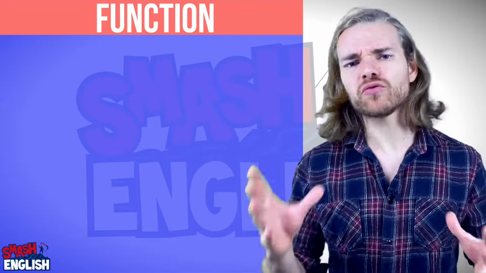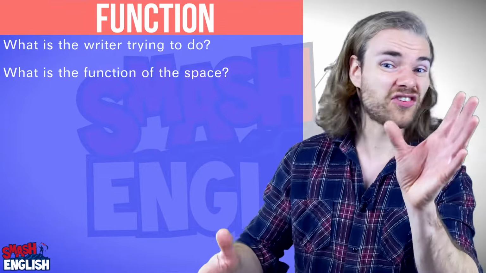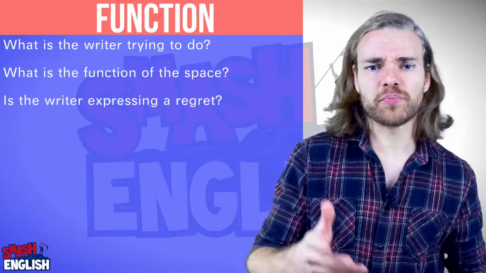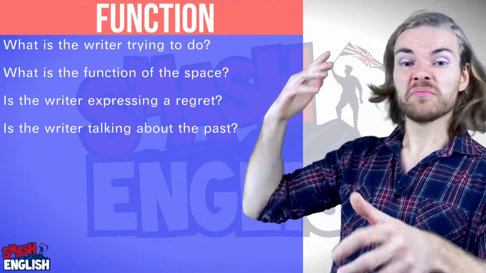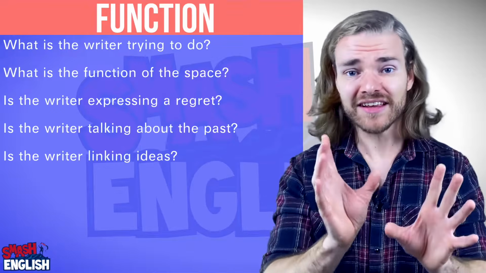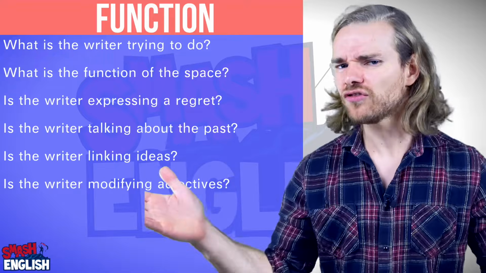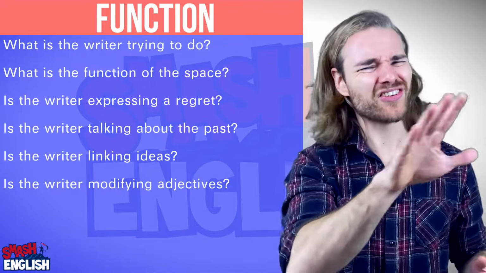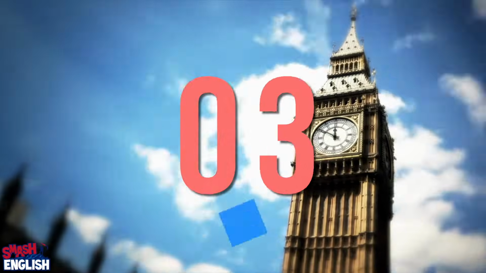Next, you should think about what the writer is trying to do. What is the function of this space? Is it to express a regret? Is it to talk about an event in the past? Are we linking 2 ideas together? Are we talking about the degree to which something is true? This should help you understand what type of word you need in the space.